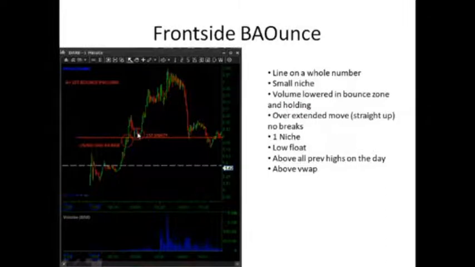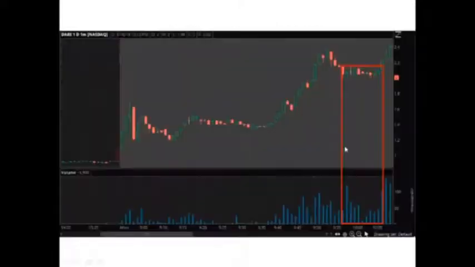So yeah, I'm looking for an overextended move, one niche, low float. It's above all previous highs on the day, and it's also above VWAP. I know you can't see VWAP in here, but VWAP was more at this level here. And what makes this A+ is that we get this massive overextended move. We get this tiny niche right here. Again, I have this chart in part 2, and it comes down and keeps continuing up. This is a great example of a front side bounce, a front side move, and something that I like.